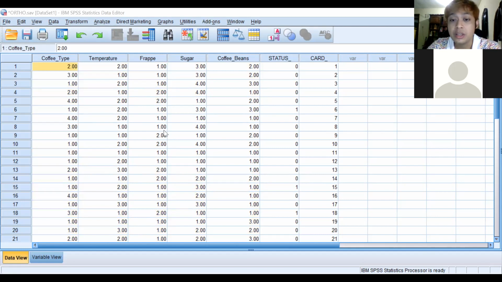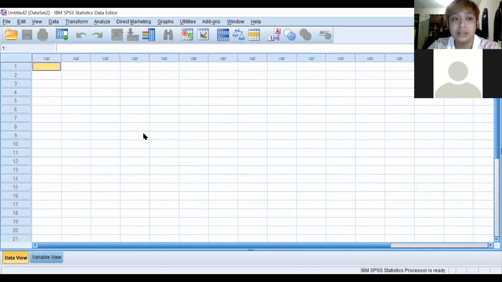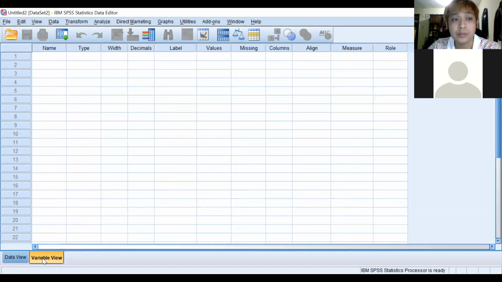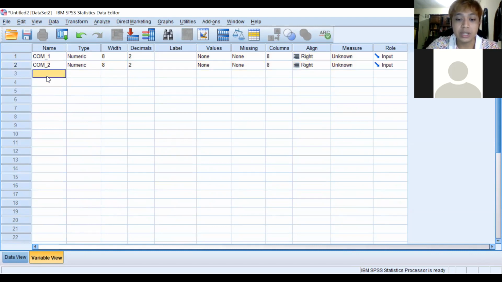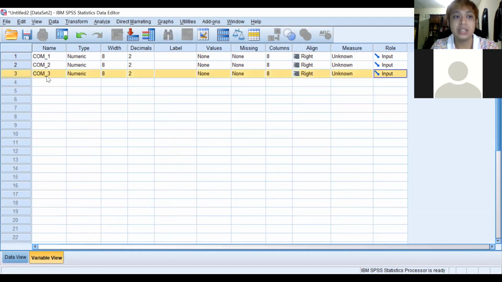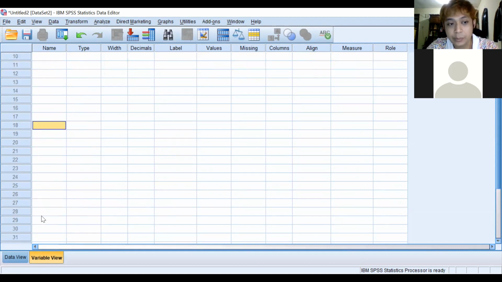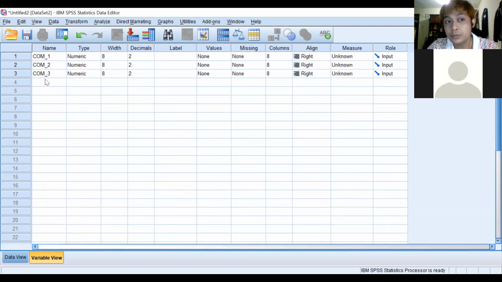Okay, in here you have to open another new file. You click this one, variable view. How many is that one? 29, right? So it's going to be 29. This one, combination one, combination two, combination three, and then combination four, up to combination 29. So you have to put this one.